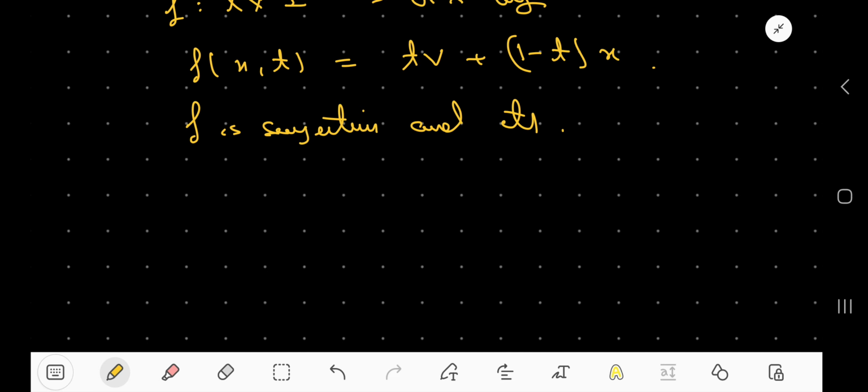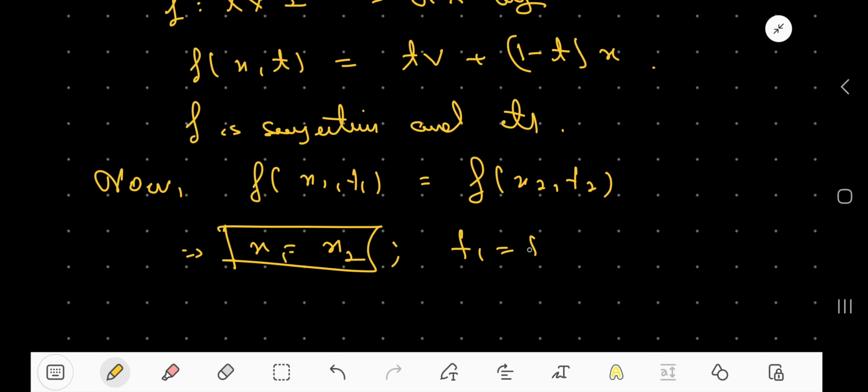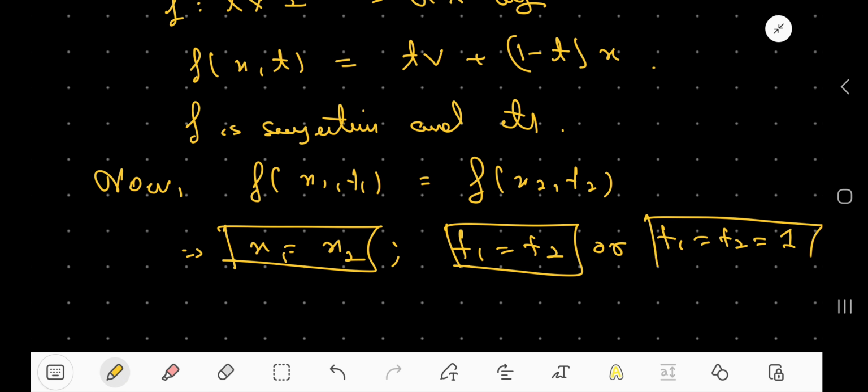Why will it work? Because you can easily observe that f is surjective and continuous, that is quite trivial. Now, if I consider f of (x1, t1) equal to f of (x2, t2), then I will eventually get that x = x1 = x2, and t1 = t2, but this might happen, or t1 = t2 = 1.